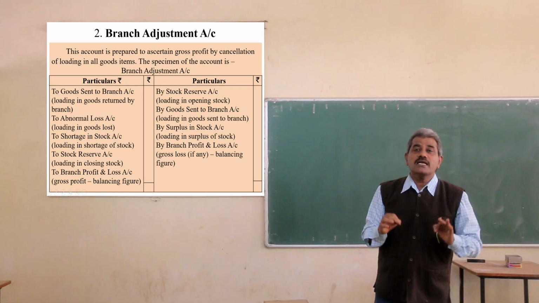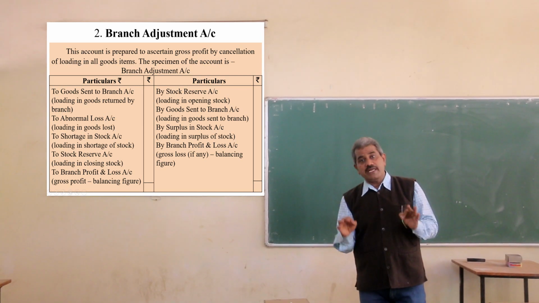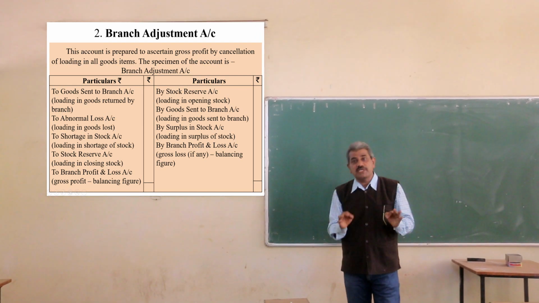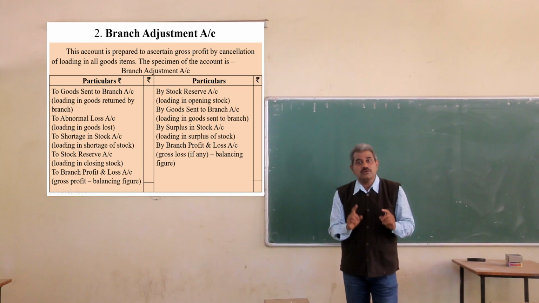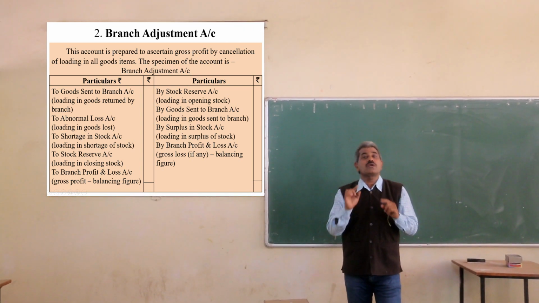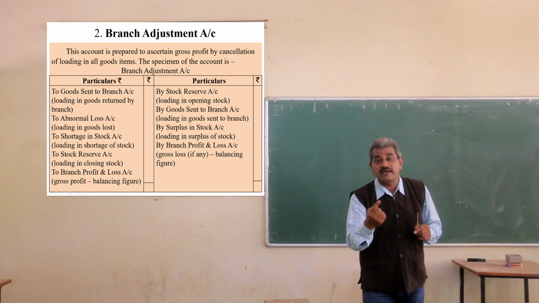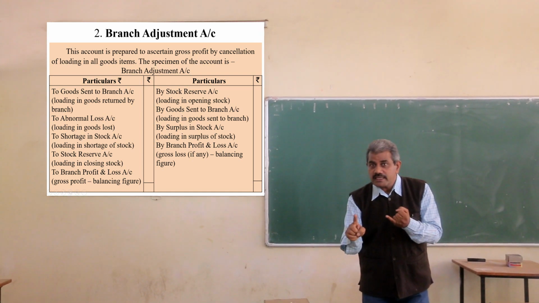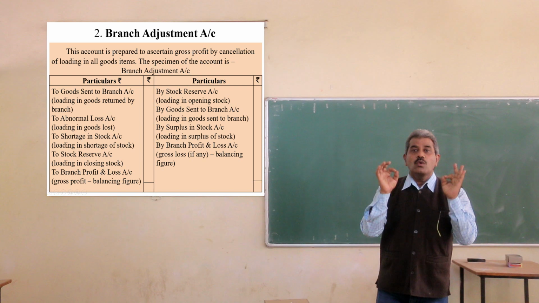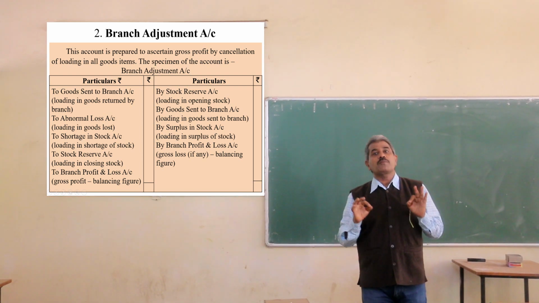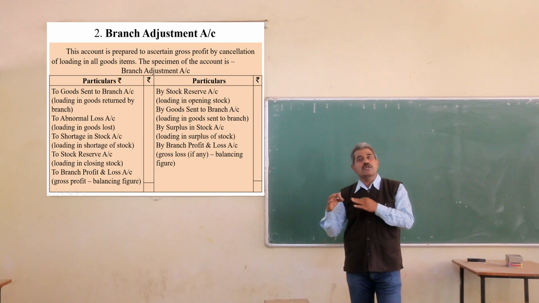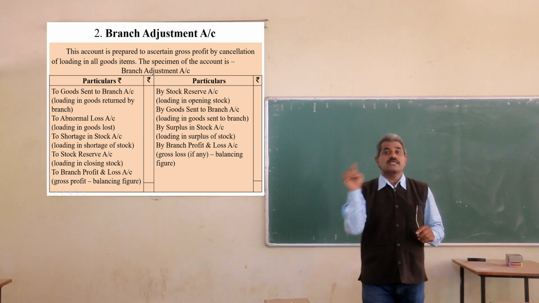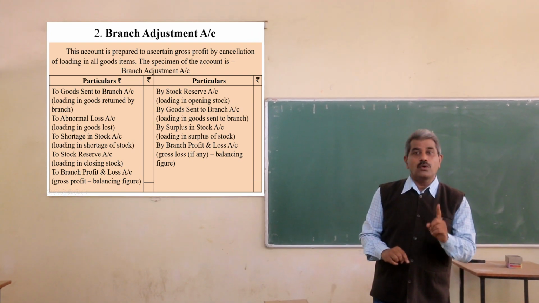It means while making the posting to the branch adjustment account, we will consider only the amount of loading, not the cost price, not the invoice price. Only we will consider the amount of loading: loading on opening stock, loading on goods sent, loading on goods return, loading on closing stock. In this way, we will consider the amount of loading only.